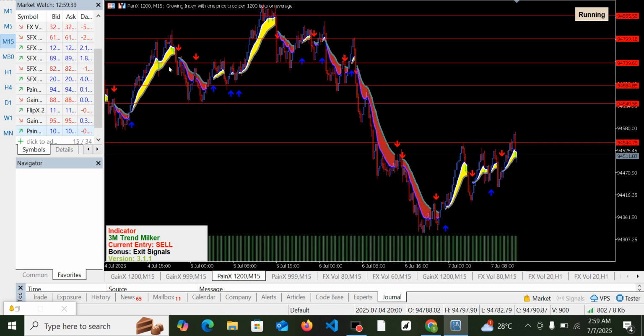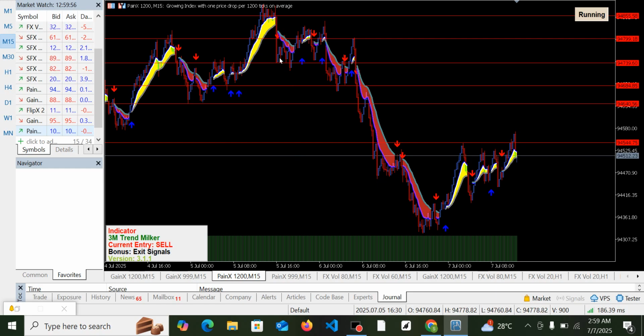Guys, let's check out this chart and let's see what we can come up with. Okay, this is a beautiful Monday morning, and it is always cool to check out the chart so that we will know how it's going to go throughout the week. Okay, this is PainX 1200, and I'm on 15-minute time frame.